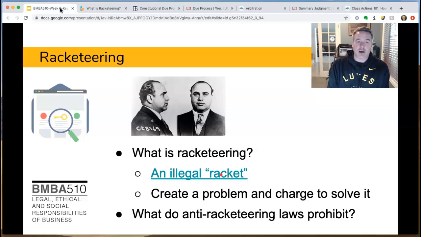You see a picture of Al Capone there. He's a classic mobster. The racket, a protection racket, is that the gangsters come into the business and they say, look, you're going to pay us a fee and we'll protect you. If you don't pay us that fee, then we're going to smash up your business. So it's a way of extorting a protection premium out of the business. And so that's the kind of activity that racketeering laws prohibit.